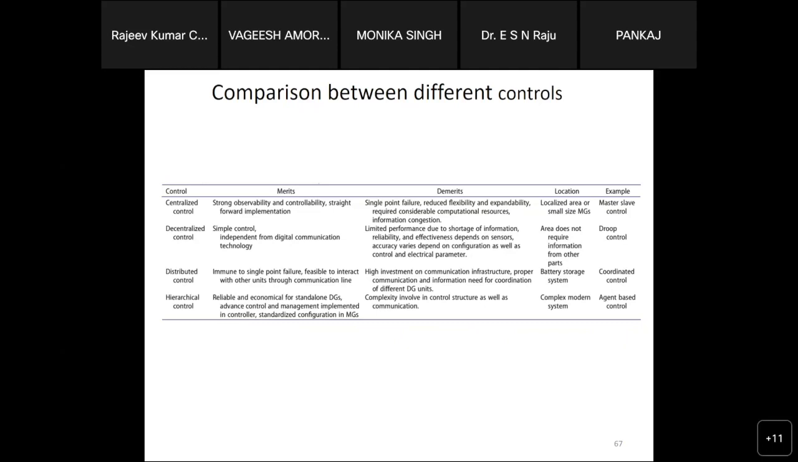Decentralized control does not require communication, so we can operate without passing information. The best example of decentralized control is group control.